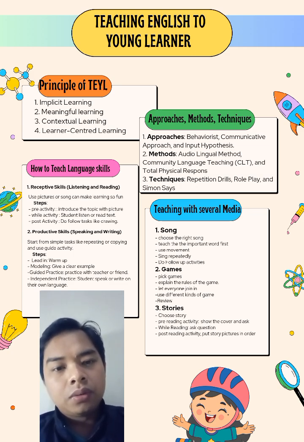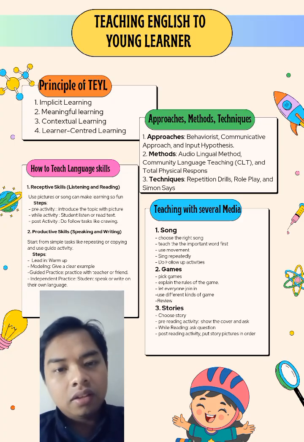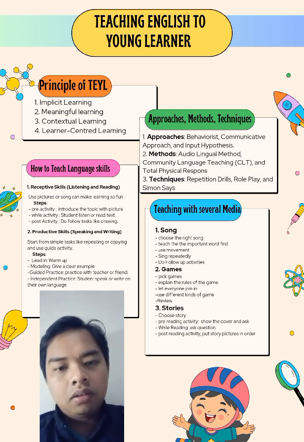Okay, now how to teach language skill to young learner. The first one is receptive skill, like listening and reading. This skill help children understand what they hear or read. Use picture or songs can make learning so fun. For the step, first one is pre-activity. Show a picture to start the lesson. For example, showing animal if the topic is animal.